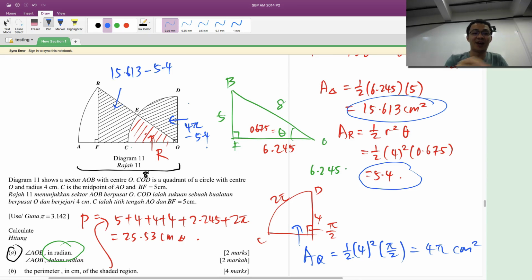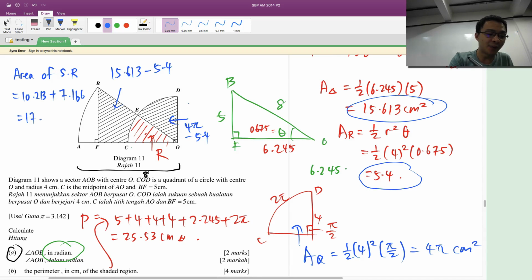If you understand, I will do the area of the shaded region. It's basically this one: 15.613 minus 5.4, I will get 10.213, plus this one, OED, which is 4 pi minus 5.4, I will get 7.166. Then I add them together: 10.213 plus 7.166 is 17.379 centimeters squared. Yeah, this is how we find the area of the shaded region.